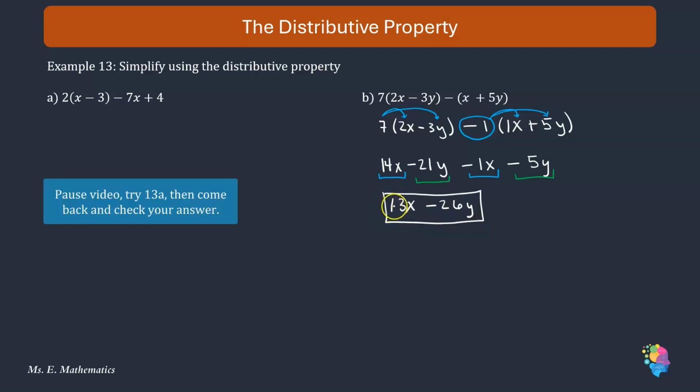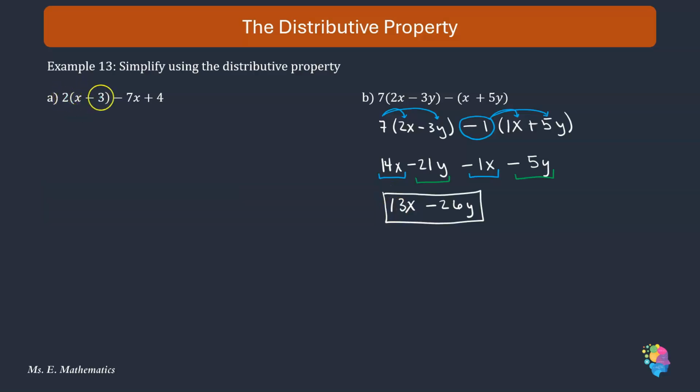Let's see. Pause the video, try 13a, and then come back and see if you get the same thing. All right. So for this one, we only have one parenthesis. So we're going to distribute the 2 to the x and to the negative 3. Now this 2 is not going to distribute to these other two terms because these two terms are not inside the parentheses. When you are multiplying 2 times x, remember you can put a 1 to help you do the multiplication. So 2 times x will be 2x, and 2 times negative 3 will be negative 6. And since these are not inside the parentheses, they don't get multiplied, so all we do is bring them down.